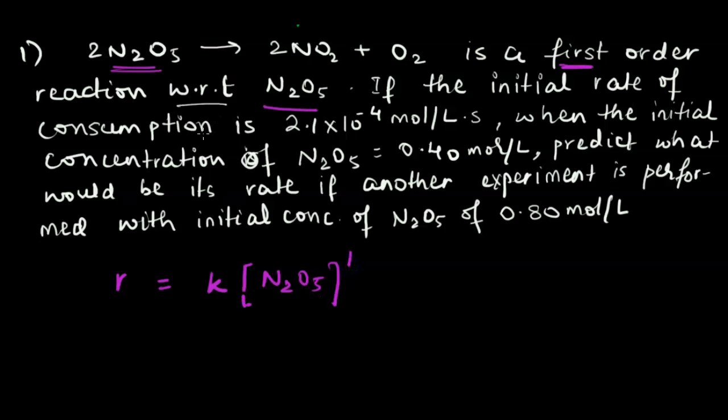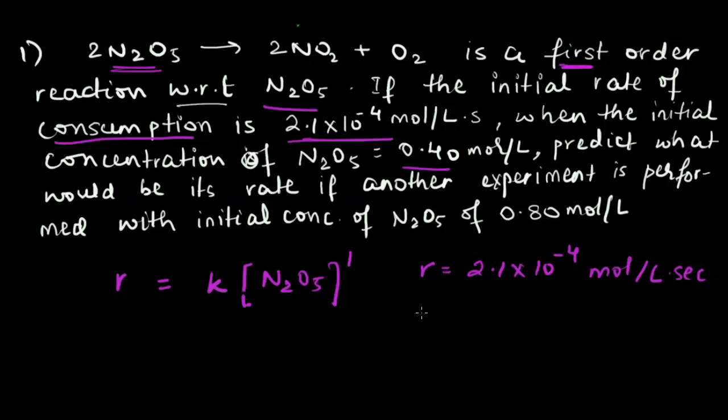If the initial rate of consumption is this, so we are given the value of r, 2.1 times 10 to the power negative 4. The reason they have given the word consumption is because it's a reactant, and a reactant gets consumed in a reaction. So the rate of consumption is in moles per liter second, when the initial concentration of N2O5 is given to us as 0.40 moles per liter. So the concentration of N2O5 is 0.40 moles per liter. Predict what would be its rate if another experiment is performed with an initial concentration of N2O5 of this.